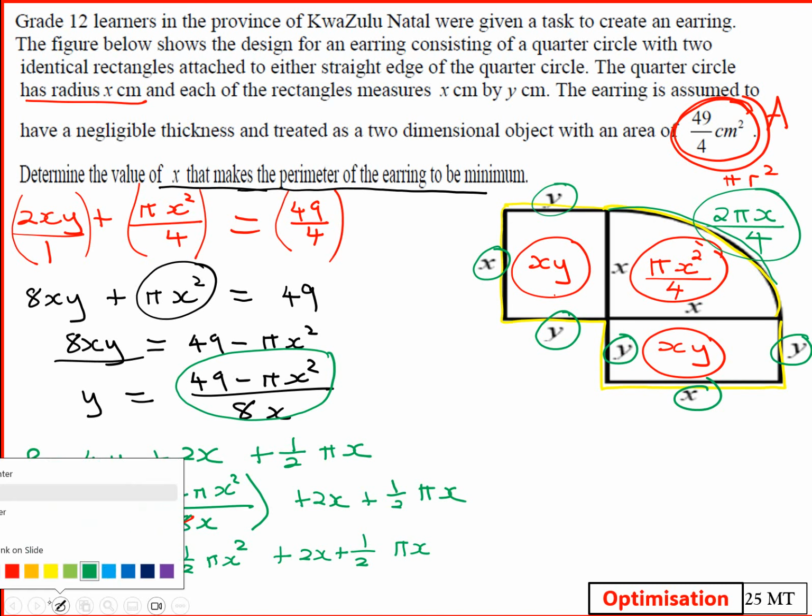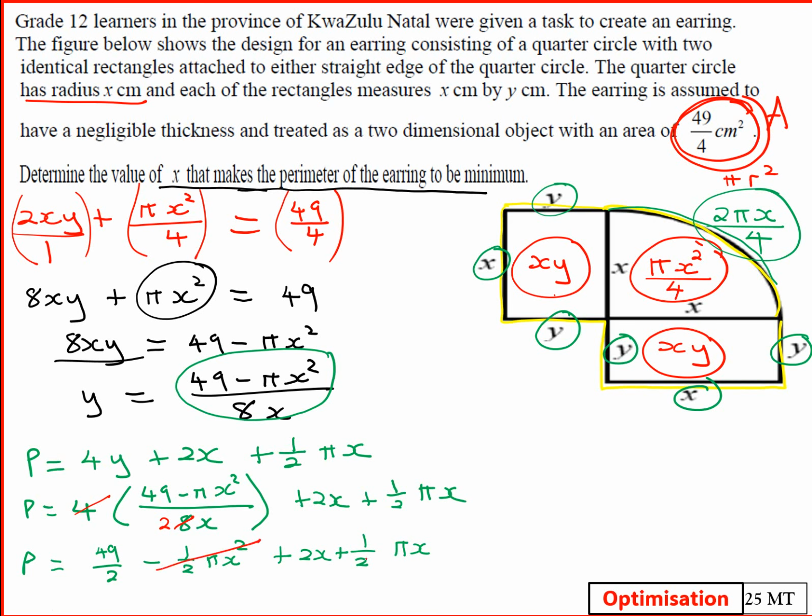So you'll notice from here, the minus half and the plus half will cancel off. Sorry, I made one mistake. It should be 49 over 2x, so my x needs to come back there. If we now simplify the perimeter, we are now saying that the perimeter is 49 over 2x. So we can take x to the top and we have 49 over 2 x to the minus 1, and then plus 2x.